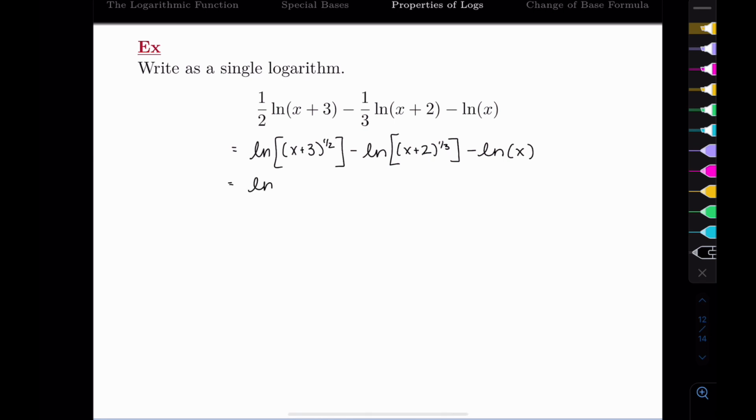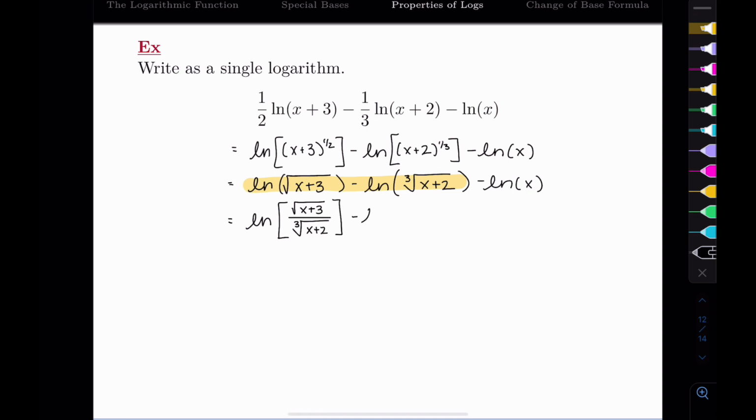Okay. And then the other thing I'm going to do, just so I don't have to keep writing these, this is ln of the square root of x plus 3 minus ln of the cube root of x plus 2 minus ln of x. So I'm going to start with just the first two pieces. I have natural log of this minus natural log of this cube root. So that's going to condense as division. So this is equal to natural log of the square root of x plus 3 divided by the cube root of x plus 2.